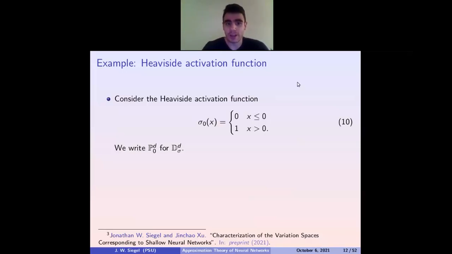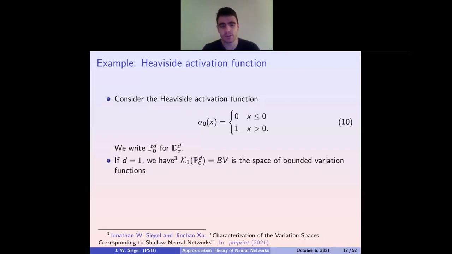So first, let's consider the Heaviside activation function, the one that just jumps from 0 to 1. So here, σ(ω·x + b) consists of the indicator function of a half space. So now what we're essentially doing is taking all of those indicator functions of half spaces and taking the convex hull of that in L^p, the closed convex hull of that.